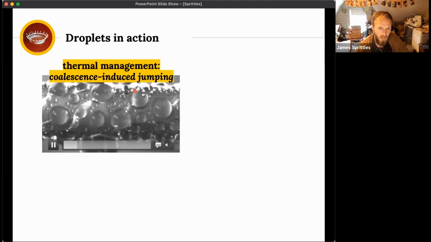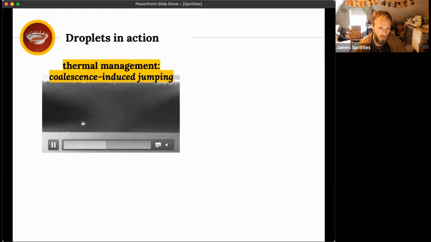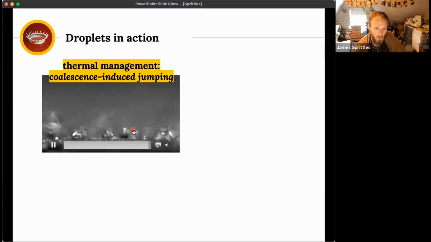Typically on a normal surface, you see big drops forming and being pulled off by gravity. But on these special coatings, you can see drops of a much smaller size being removed. That's because they coalesce with a neighbor and can jump from these surfaces. So that's an area where we did some modeling.